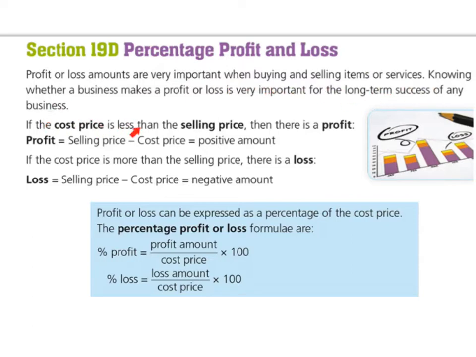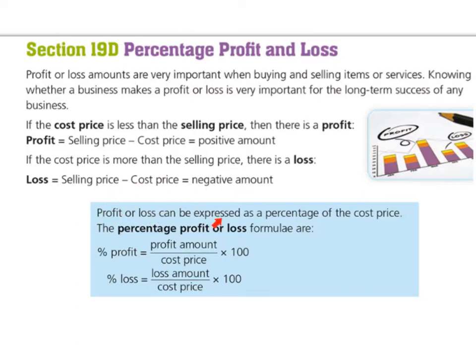If the cost price is less than the selling price, then there is a profit. Profit equals selling price minus cost price equals a positive amount. If the cost price is more than the selling price, there is a loss. Loss equals selling price minus cost price equals a negative amount.